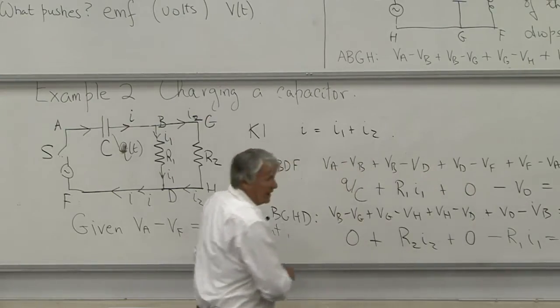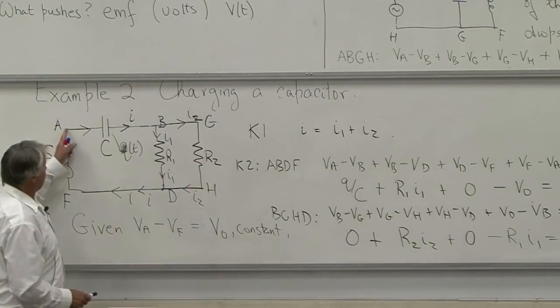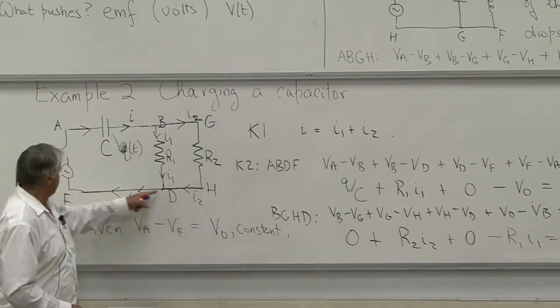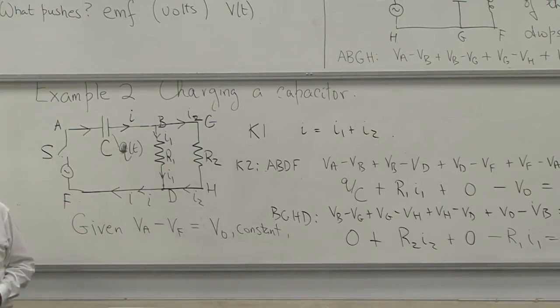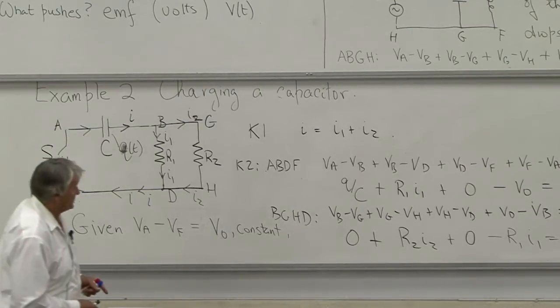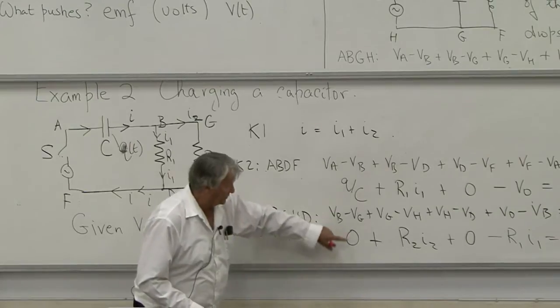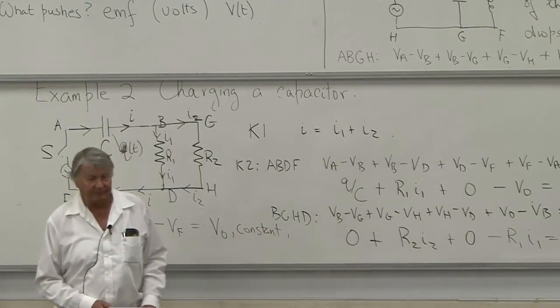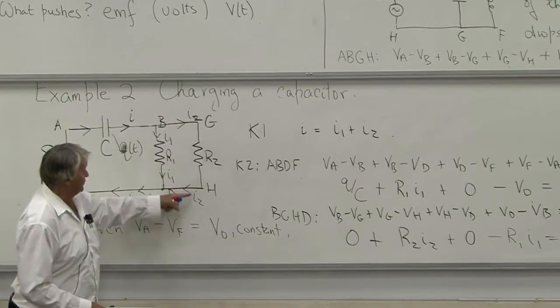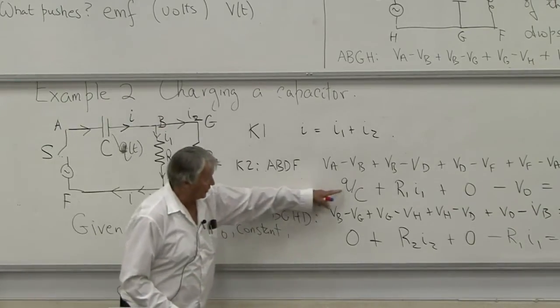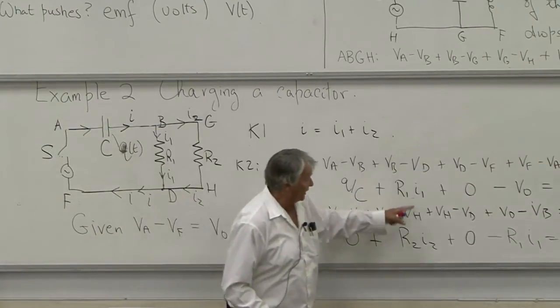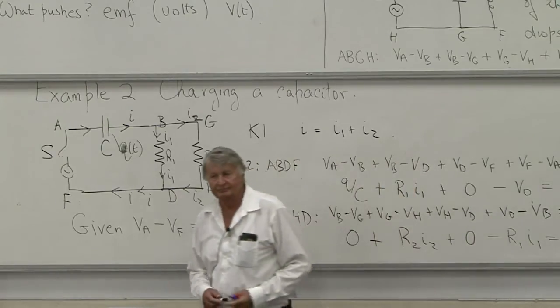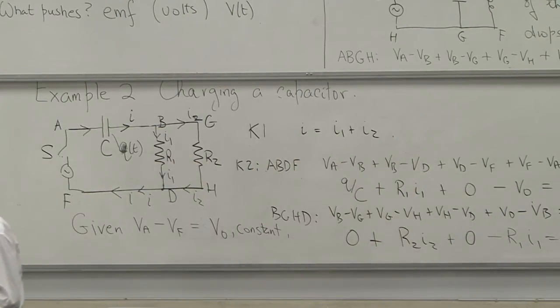Now, of course, I have another circuit. I could go around A, B, G, H, D, F. Will I get any new information from that? No, I won't, because it'll just be the sum of those two things. If I loop all the way around, the R1I1 will cancel, so I get no new information.